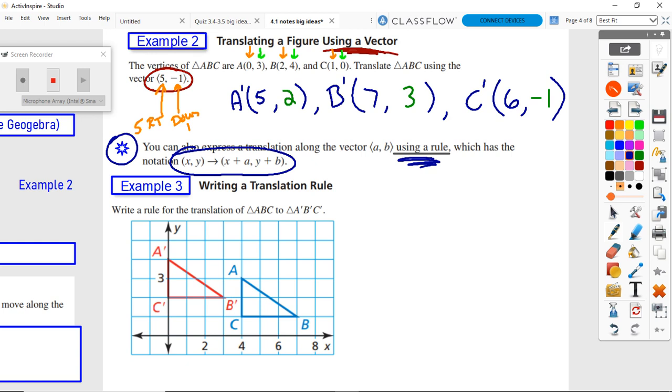So we want to write a rule for the translation here in example 3. And let's see, it shouldn't be too bad. You just pick a letter. In this case, I'm going to look at A. That is my pre-image because there's no little prime by it. And A prime is chilling over here. So how did I get from A to A prime? I went 1, 2, 3, 4 to the left, and then up 1. So in component form, 4 to the left and up 1 looks like that. Negative 4 comma 1.